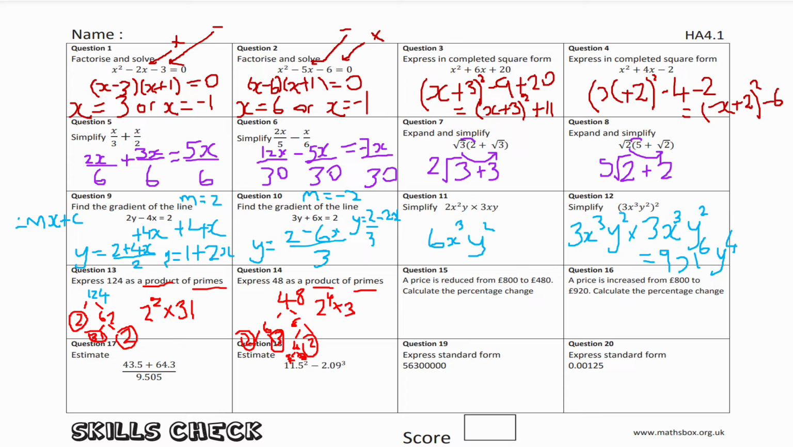This is question number 15. A price is reduced from £800 to £480. Calculate the percentage change. So it's the difference in the amount divided by the original, so divided by 800. So 800 minus 480, we should get 320, if I'm not mistaken. So let's just simplify this. 320 over 800. Does it go any further? Well, I can have 16/40ths, which is going to be 8/20ths.